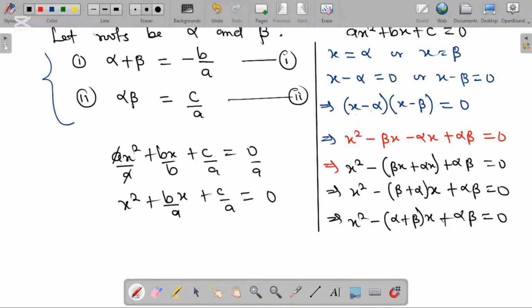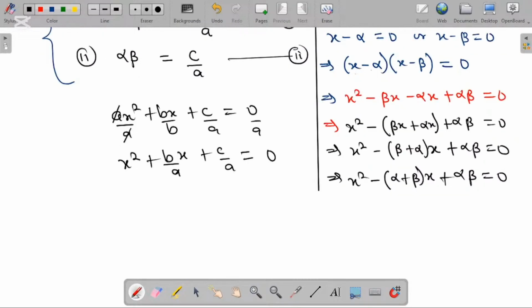Now watch what that is going to give us. If you compare this equation and this, so you have x squared minus alpha plus beta into x plus alpha beta equal to 0, you discover something. Your x squared will match x squared, and that means the coefficient of this must be equal to the coefficient of this, and your constant must be equal to this.